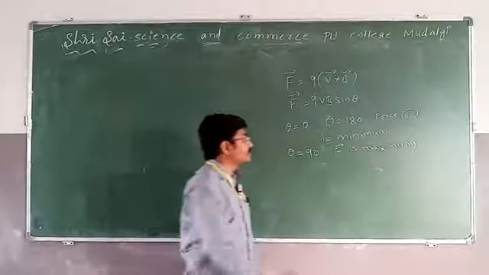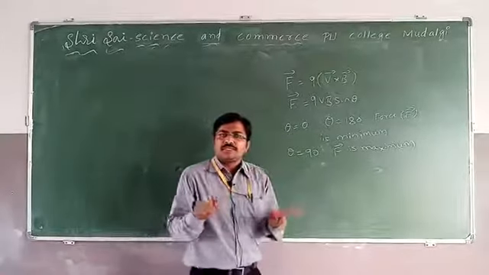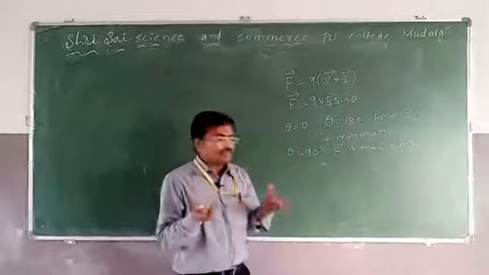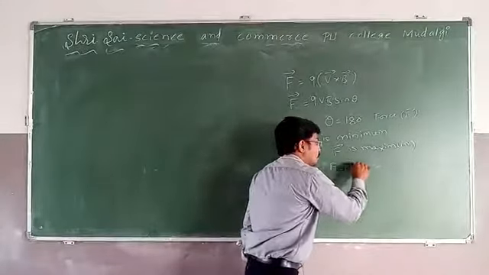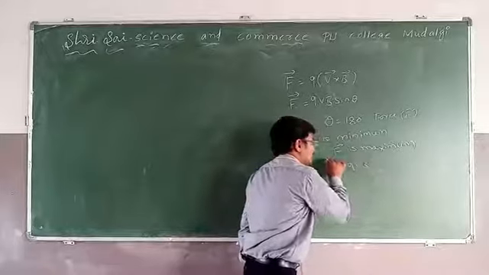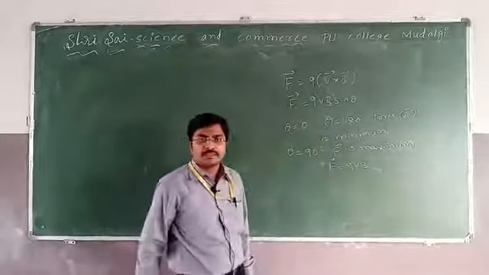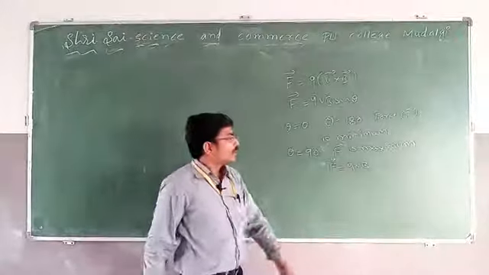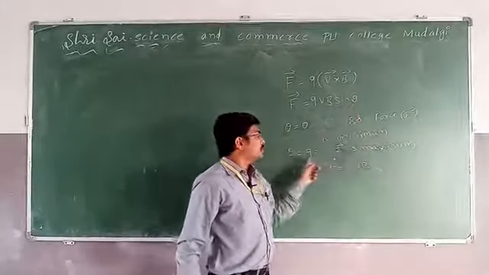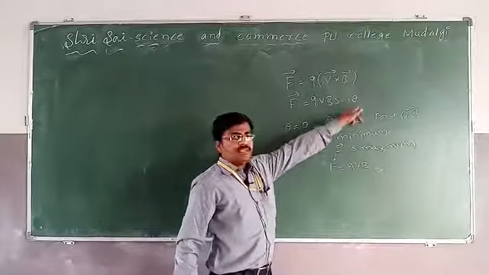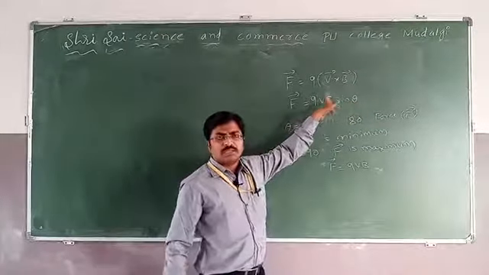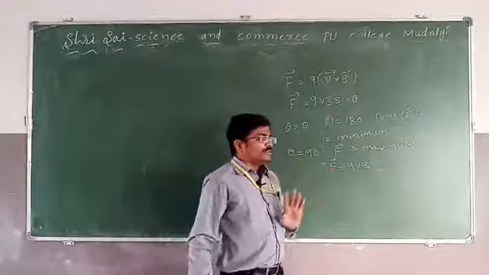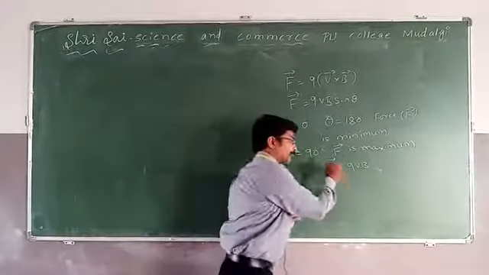What is the value for this one? Maximum means how much it should be? Maximum means it is not infinity. How much is it? Its maximum value is F equal to QVB. This much. This is the maximum value. Why is it like this? If theta is equal to 90 degrees, sin 90 is 1, so 1 into QVB is equal to QVB, therefore the F value is this much. This is the maximum value of the magnetic force.